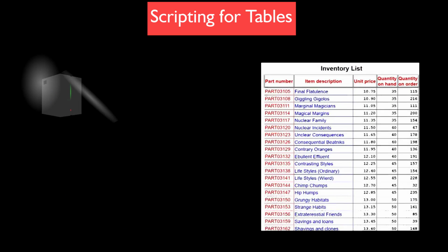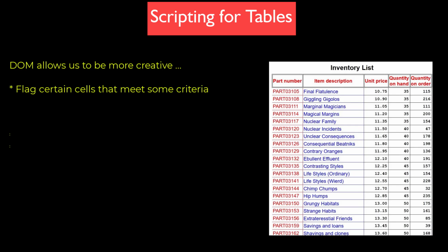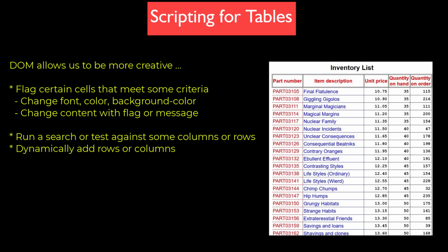Most often, a table is built and served to the user from your website. Fixed, solid. But DOM methods allow us to be more creative and dynamic. For example, you could flag certain cells with content that meets some criteria, so change the font or color or background color. Or you could change the content with some flag or message text. You could run a search or test against all or some columns or rows. And you can dynamically add rows or columns.